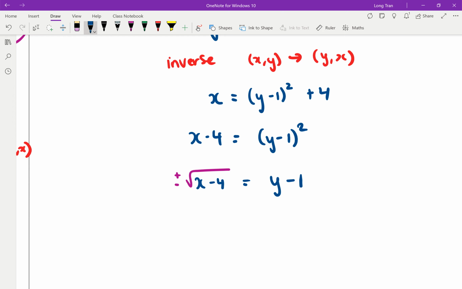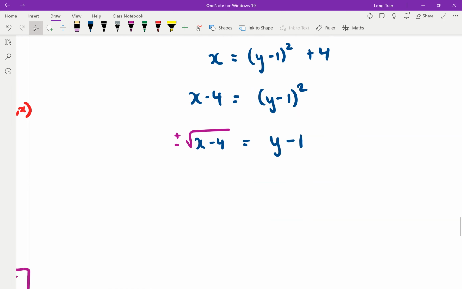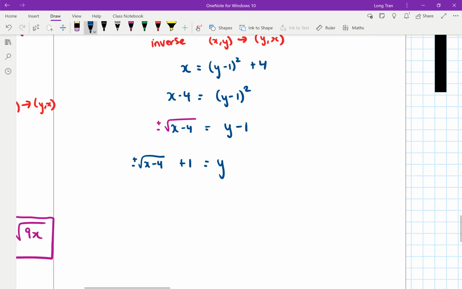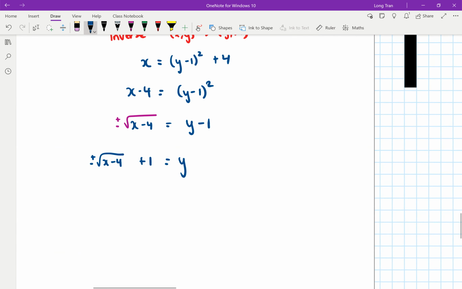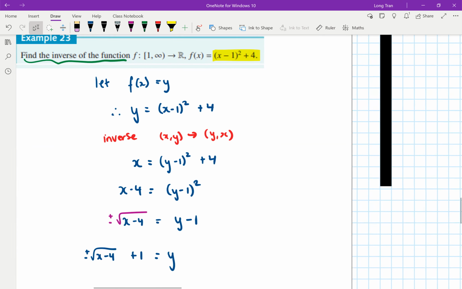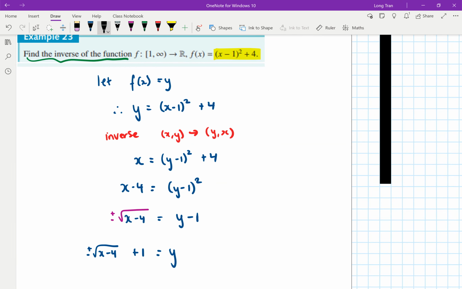This is probably why the domain actually matters. We'll work with that later. Then adding 1 on both sides gives me essentially root of x minus 4, plus 1. Remember the plus 1 is separate, so the root of x minus 4 is by itself and then plus 1 is separate, but we don't know if it is the positive or the negative version. Before you answer which one is the actual inverse function, we need to look at the domain and range. So this is where it's important to go through the domain and range.